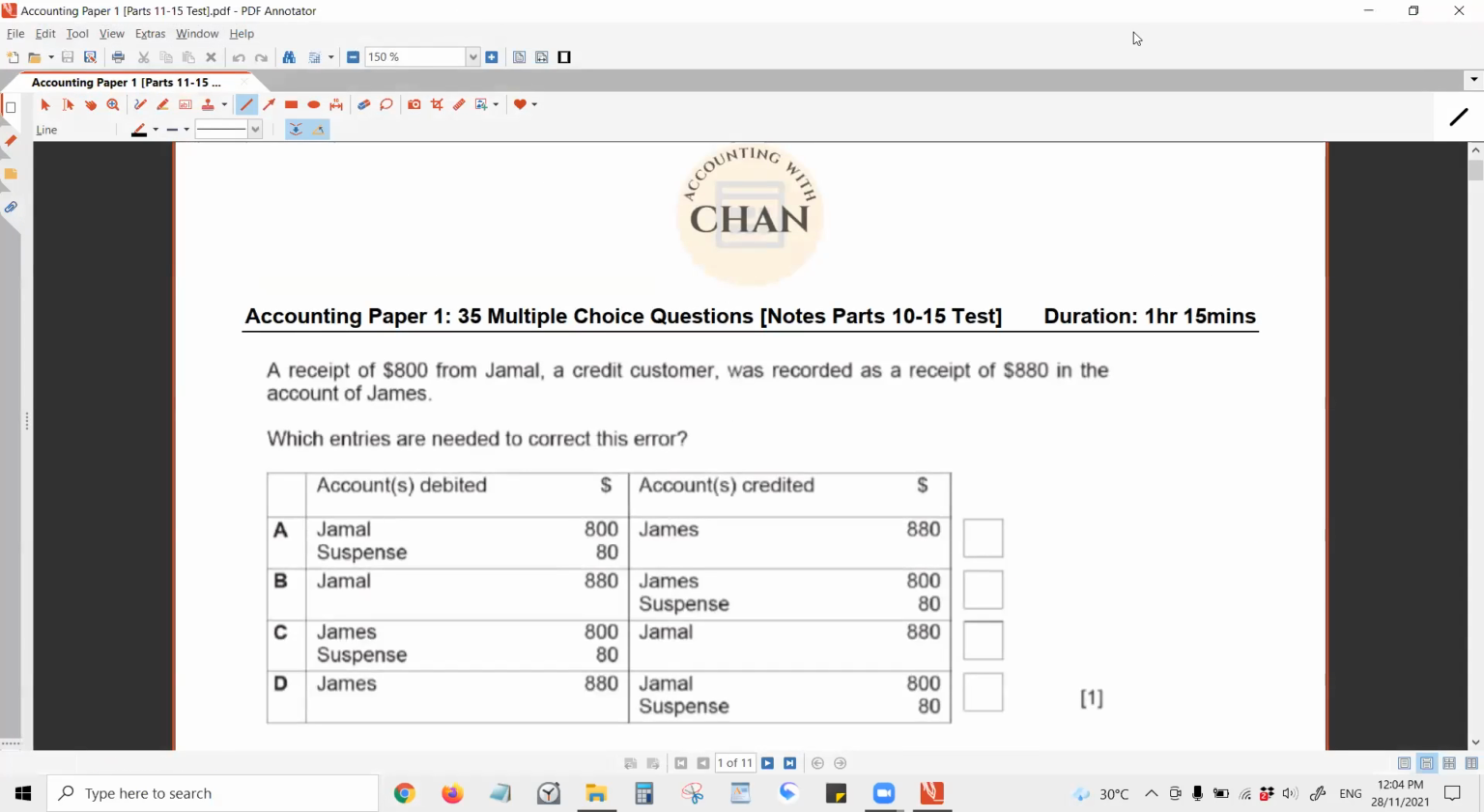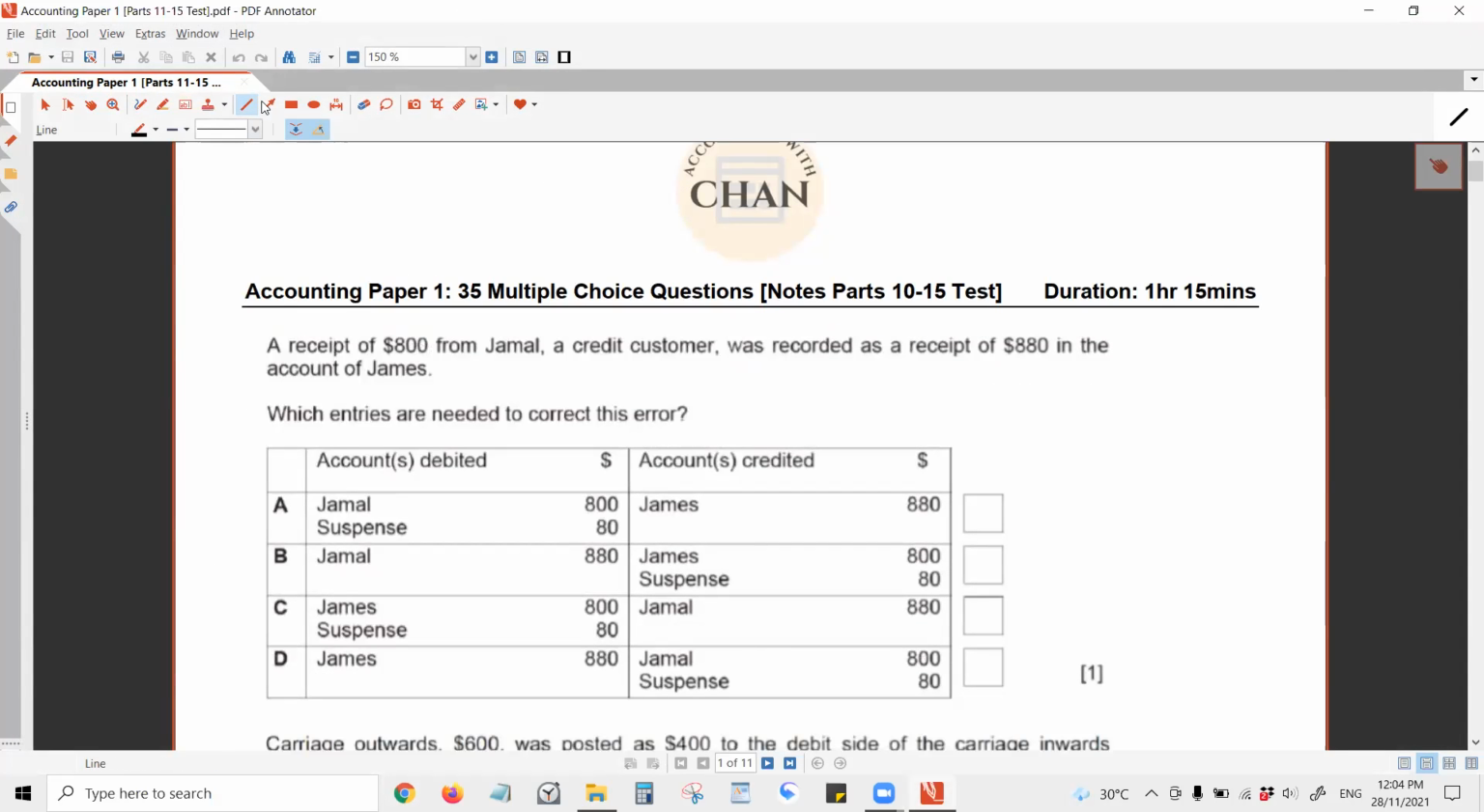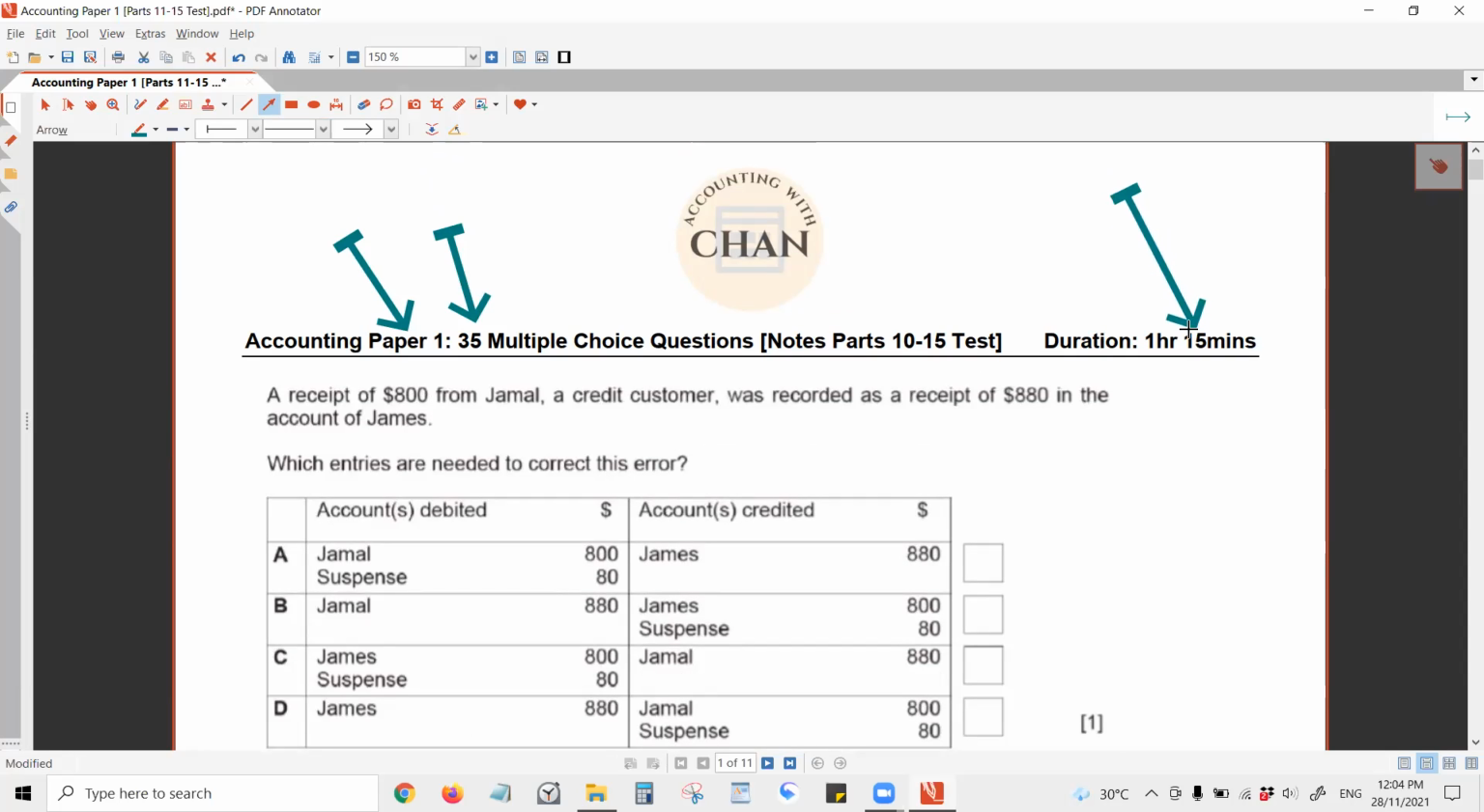Okay, now let's look at that. Must remember, paper 1, you always get 35 MCQ questions, multiple choice questions, those ABCD questions, and it's always 1 hour and 15 minutes. So how much time should you spend on every question? You can try to do the math here. 75 minutes, right? So 75 divided by 35 questions. Is that the way you calculate? Yes.